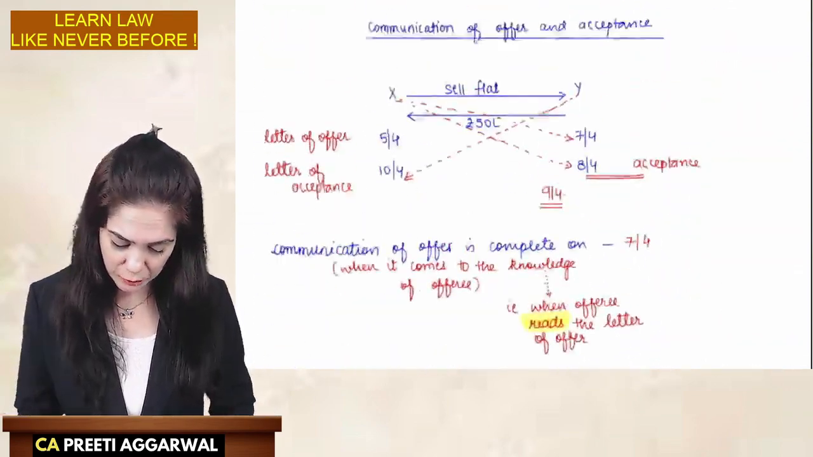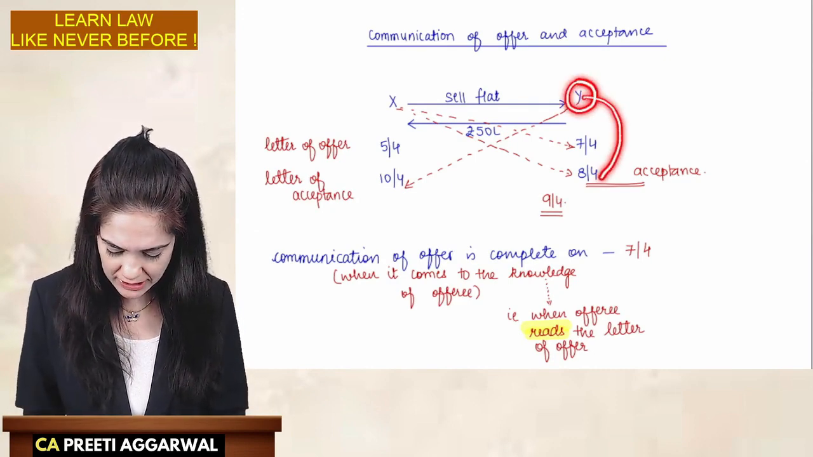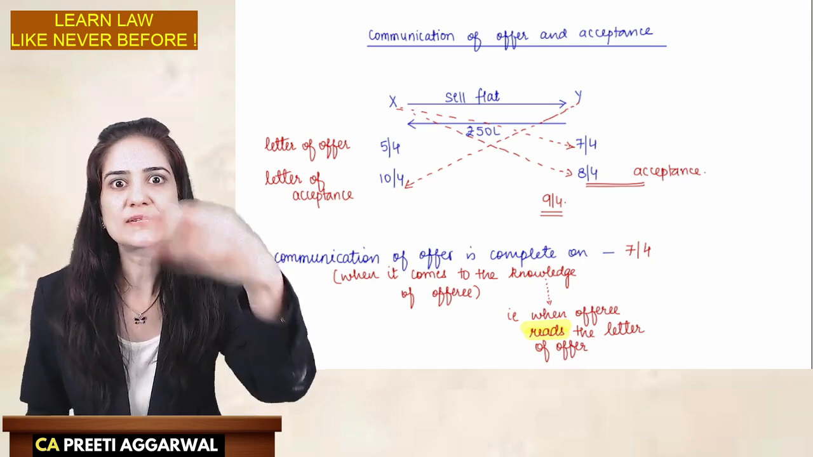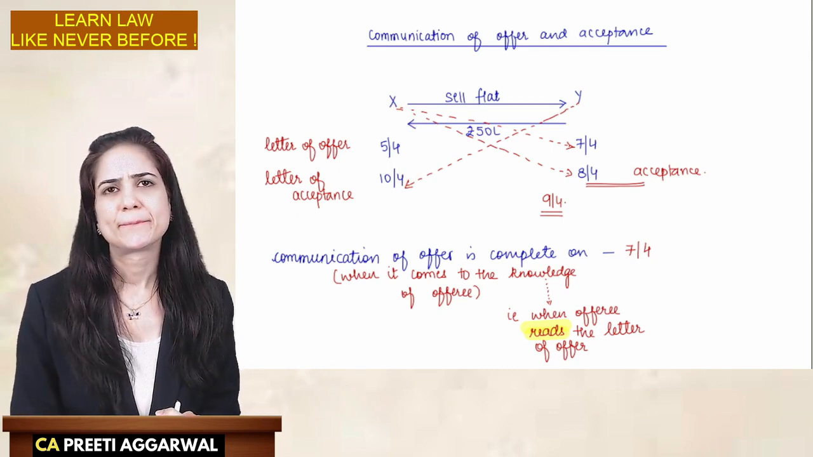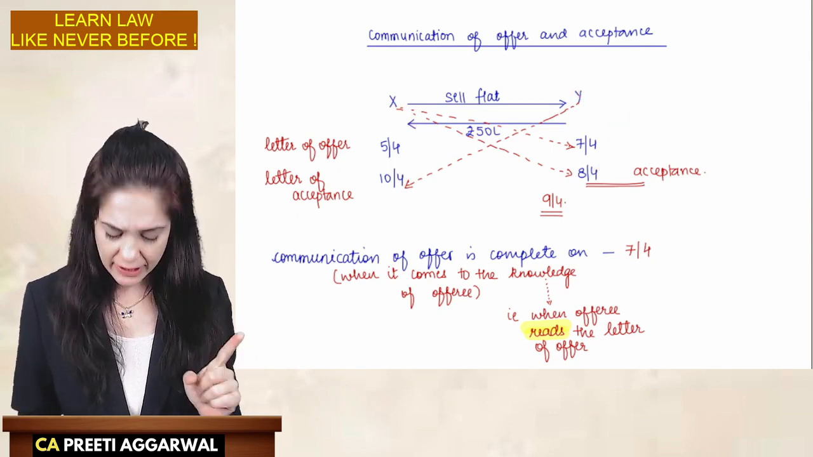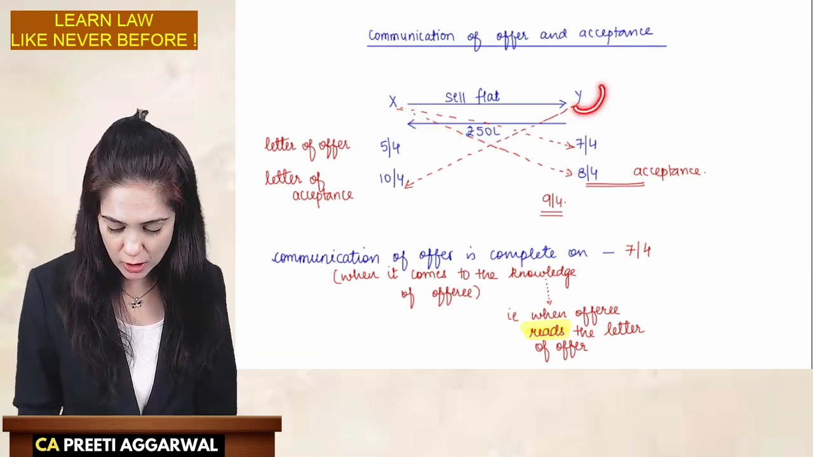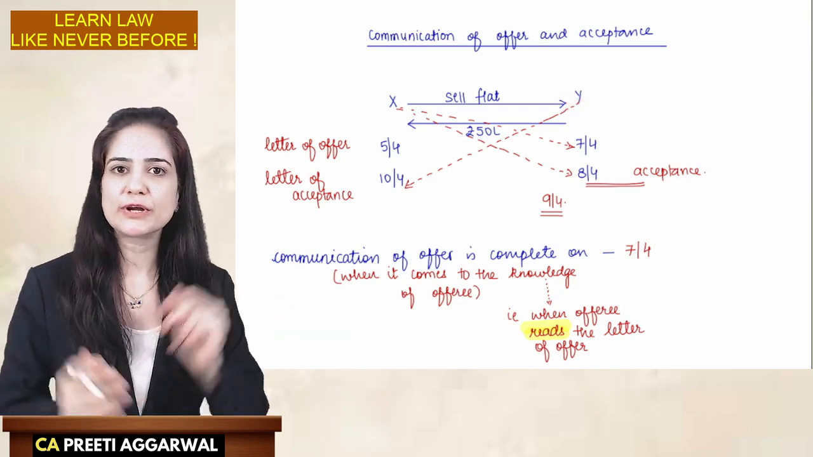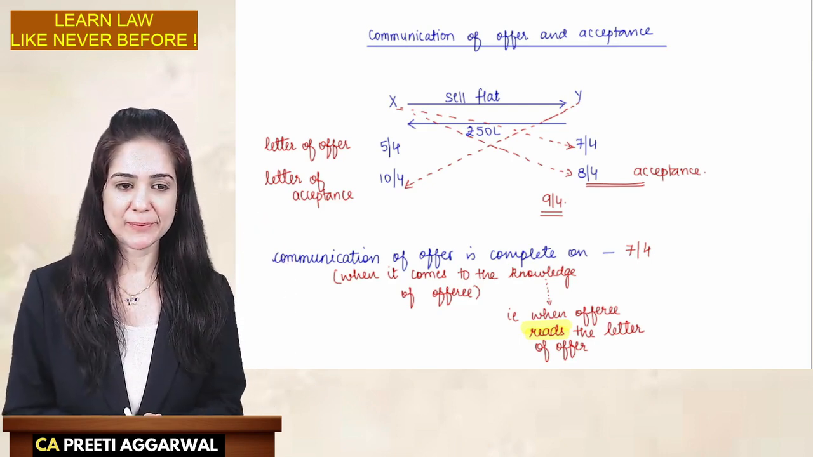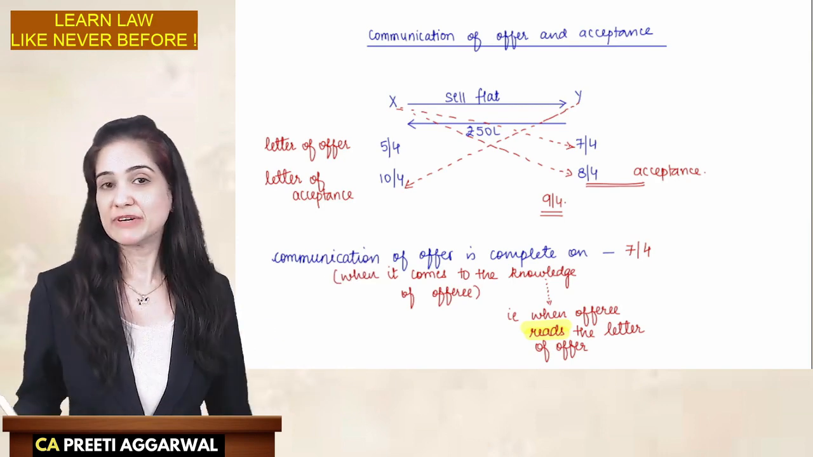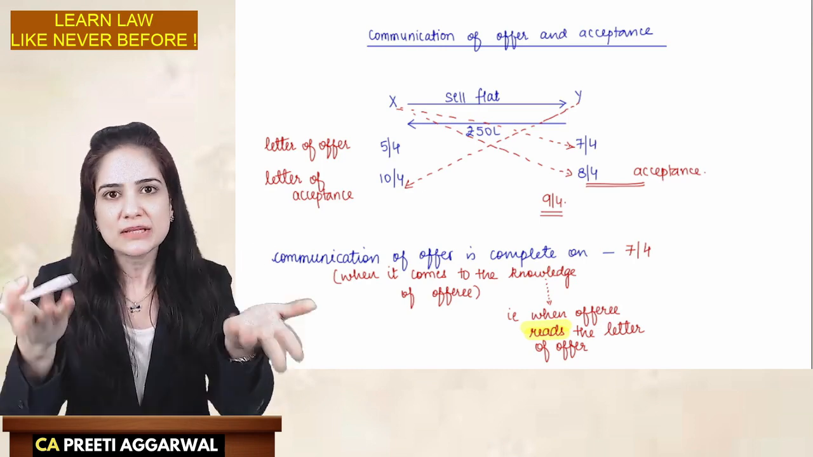I would like to discuss one more point with you students, and then we will start reading it from the textbook. Y posted his letter of acceptance, but it got lost in transit. X did not receive it at all. Y posted, right? It means X is bound by the contract. For X, contract is made. But because it got lost in transit, no contract is concluded for Y. So Y is in a beneficial position. Now he will decide whether he wants to treat this as a valid contract or whether he wants to cancel it. Ma'am, valid or cancel, this is voidable.